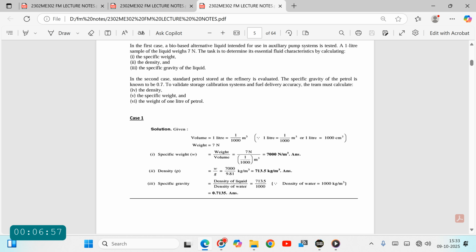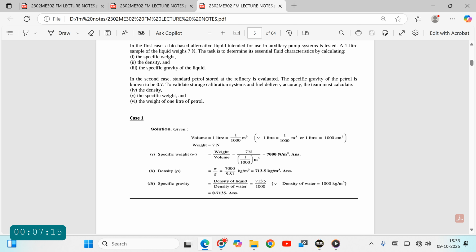A 1 liter sample of liquid weighs 7 Newton. Note carefully, the weight of the liquid is 7 Newton. The task is to determine the essential quantities by calculating specific weight, density, and specific gravity.